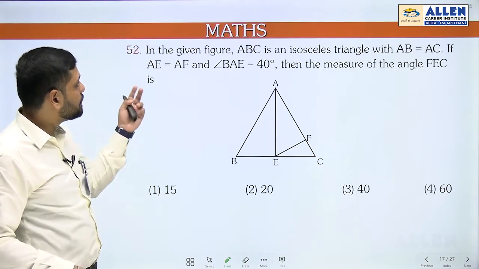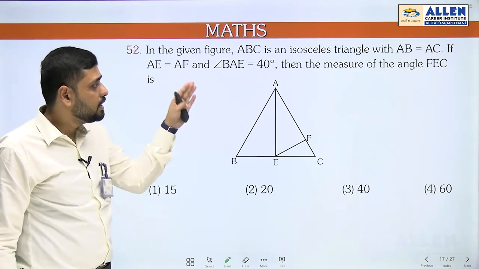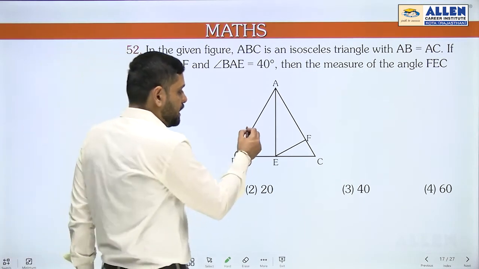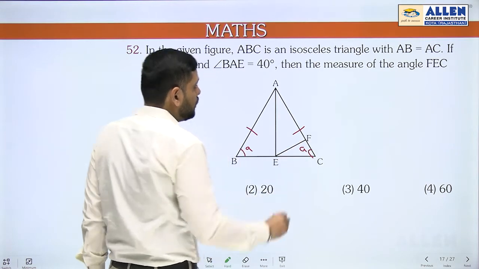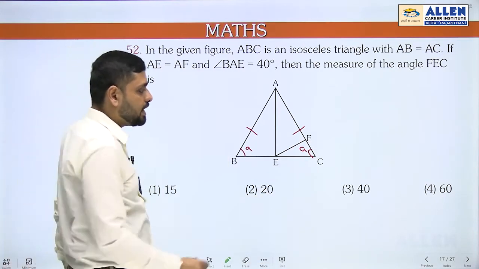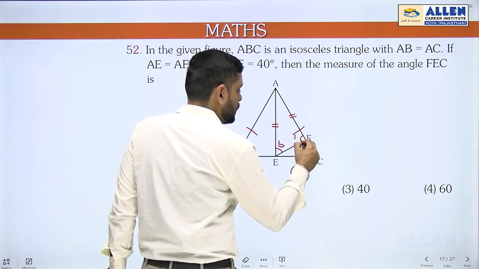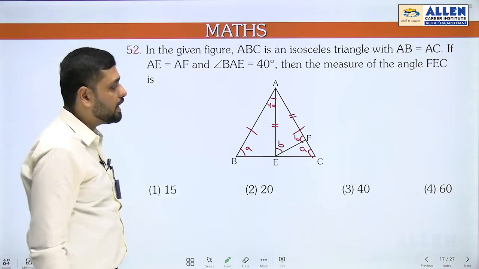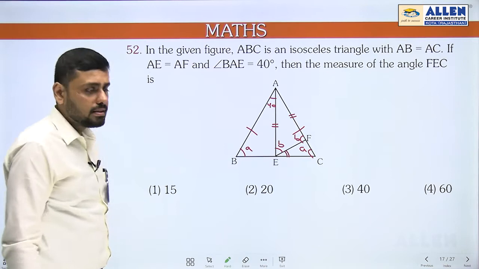Now the next question is: in the given figure, ABC is an isosceles triangle with AB equal to AC. If AE equal to AF, AB equal to AC, so these two angles are equal, and AE equal to AF, again these two angles are equal. This angle is given as 40, that is BAE. We need to find the angle FEC. We need to find this angle FEC, right?